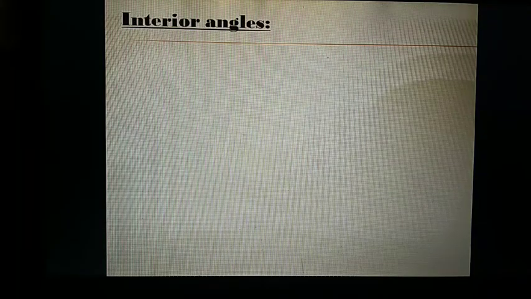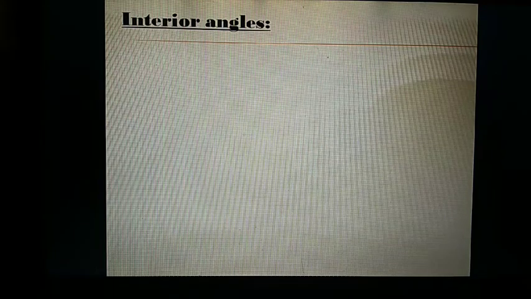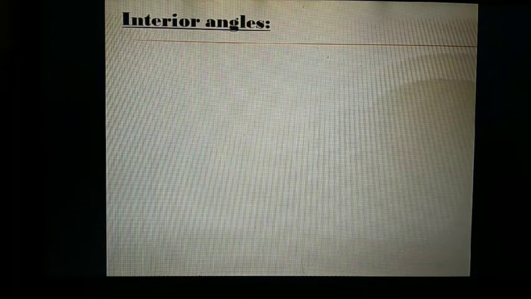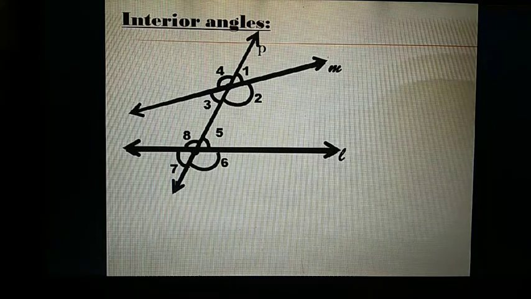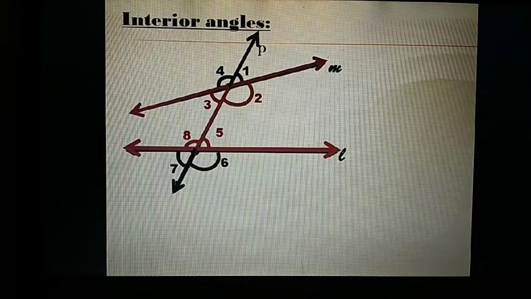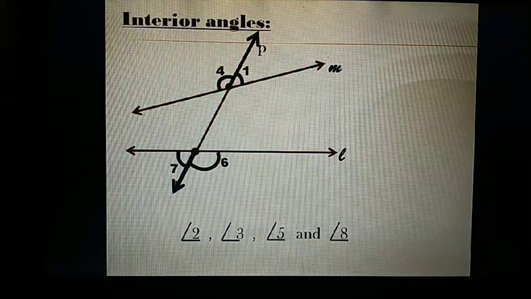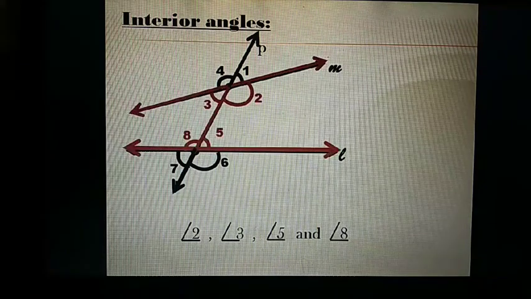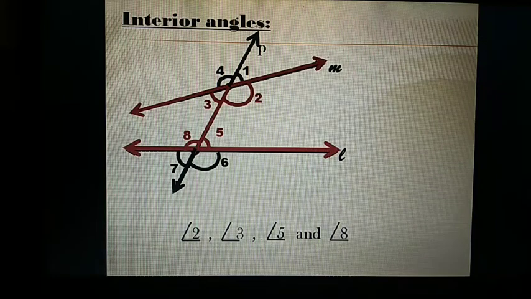Now what are interior angles? Angles which lie between the lines. Here L and M are the lines, P is the transversal. Angles 2, 3, 5, 8 lie between the lines. So they are interior angles. 2, 3, 5, 8 are interior angles.